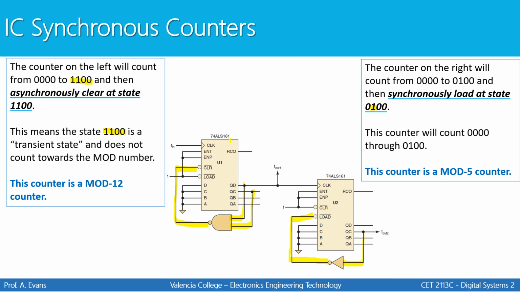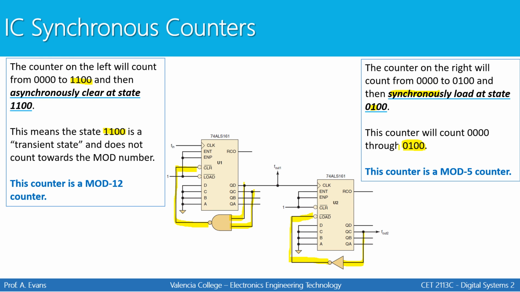But the difference between the one on the left and the one on the right is that the clear is asynchronous. The load is synchronous. So the load that's going to occur is not going to happen until the next clock pulse. That means this counter counts through that state and then it'll load. And when it loads, it's going to load 0, 0, 0, 0 because all these are connected to ground.